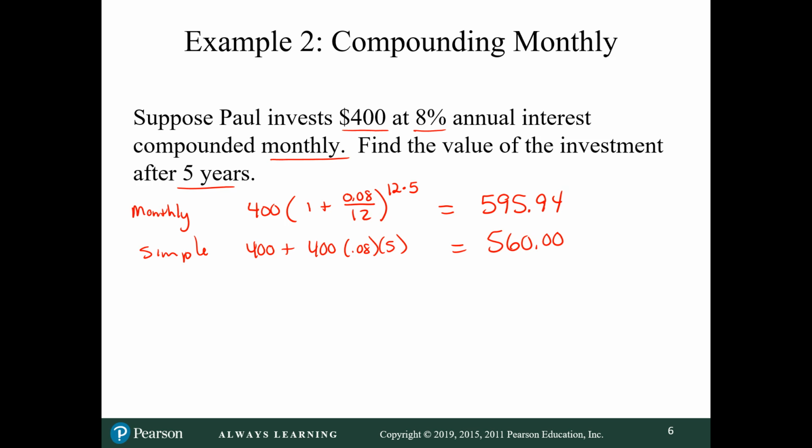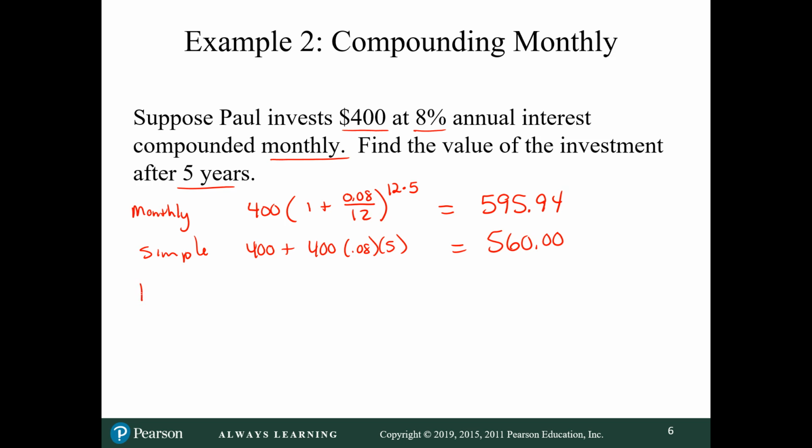Kind of low, no? Well, that's just using simple interest. No, you like the compound one, you know? Compound is $195.94, but you only start with $400. So that's not a lot. What if it's compounded more than that? You should get more money, right?